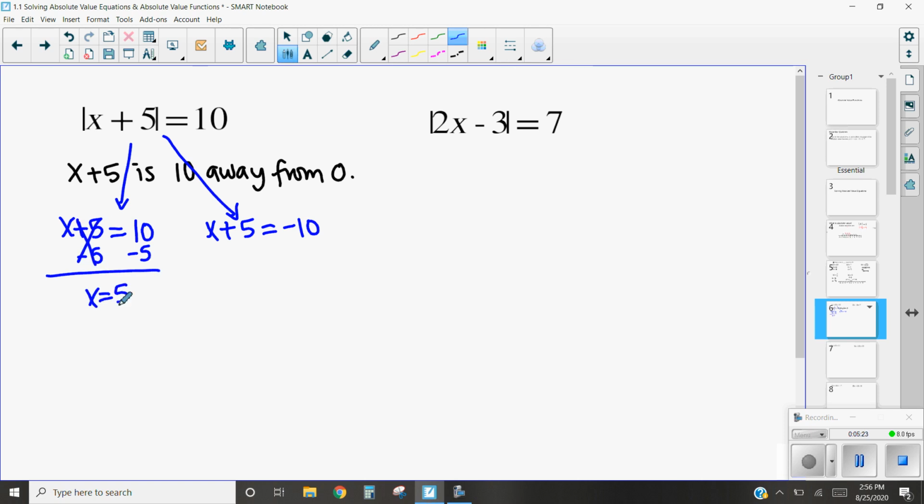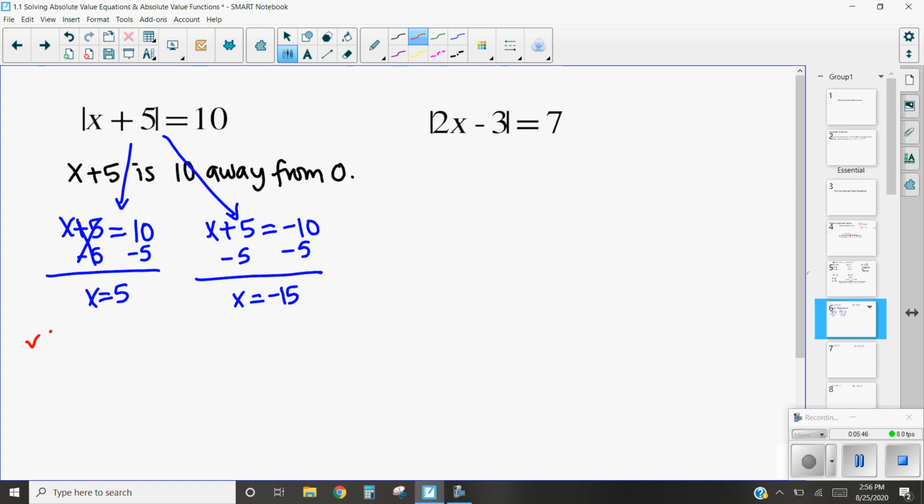Pretty straightforward. We can do the same thing on this other side, subtract 5, and I end up with x equals negative 15. Now, does this give us both the right answers? That's a tough question, but one thing I can easily do is check my answers. And the way that I would check those is I would just plug my solution back into the original problem and see if it works out.